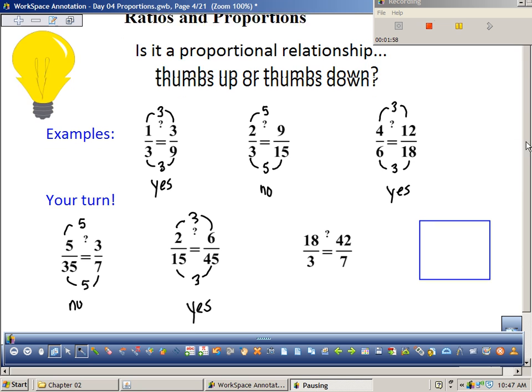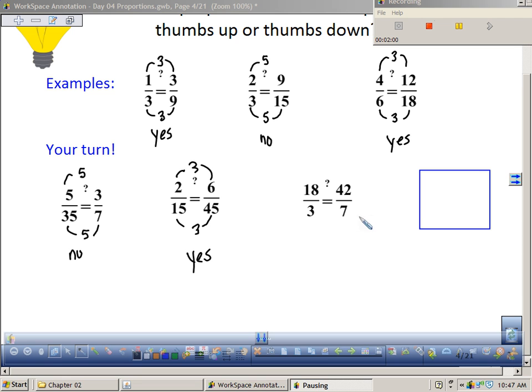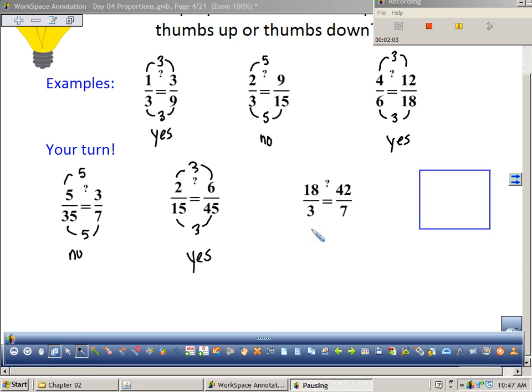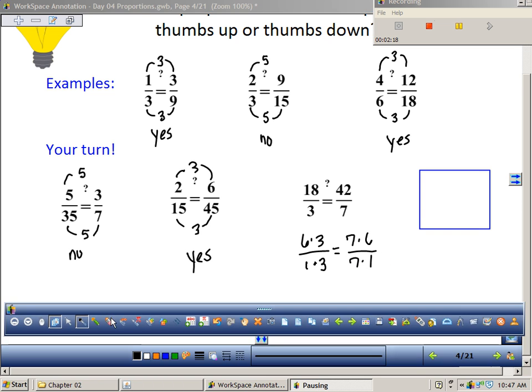Check this out though. You guys have been complaining a little bit about my number sense and how I want you to factor, right? Watch how this is a good tool. 18 is really 6 times 3. 3 is really 1 times 3. 42 is 7 times 6, and 7 is 7 times 1. 3 divided by 3 is 1. 7 divided by 7 is 1. Are they equal? Yes, they are. See how breaking numbers down can help you?